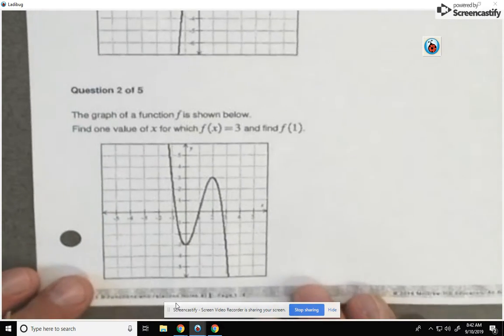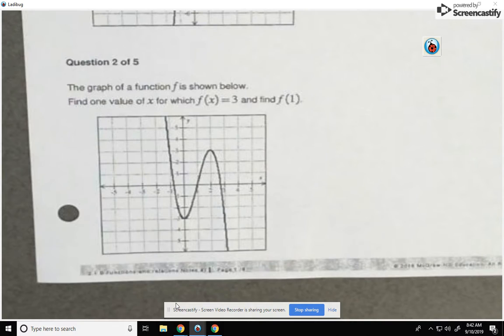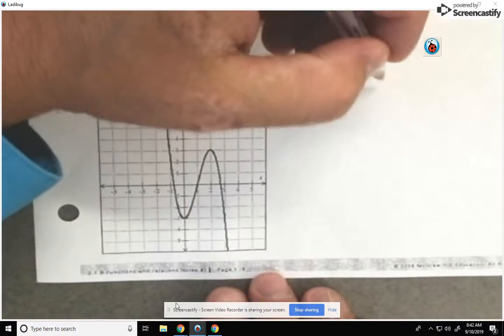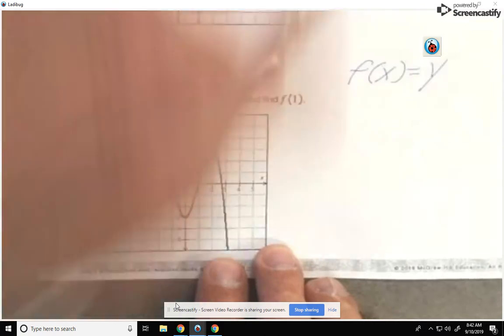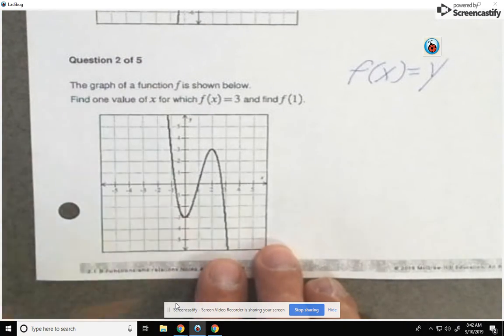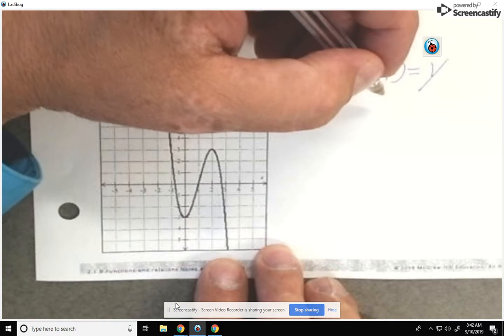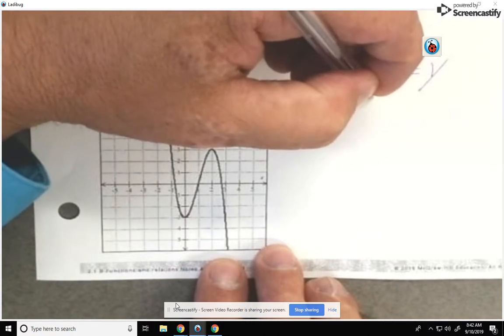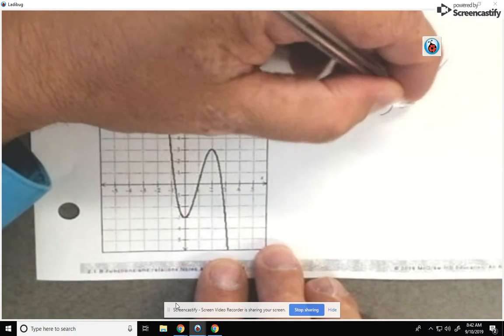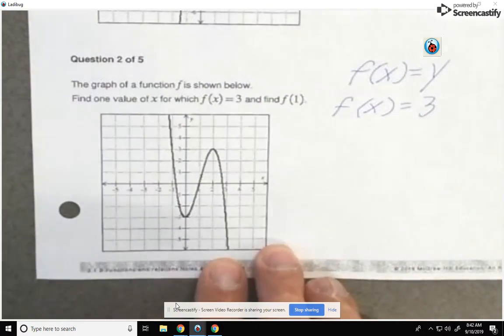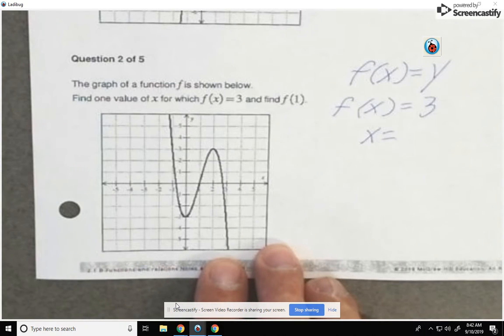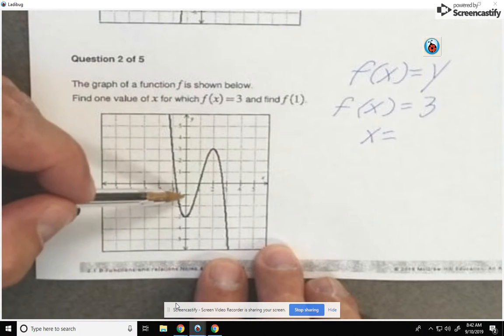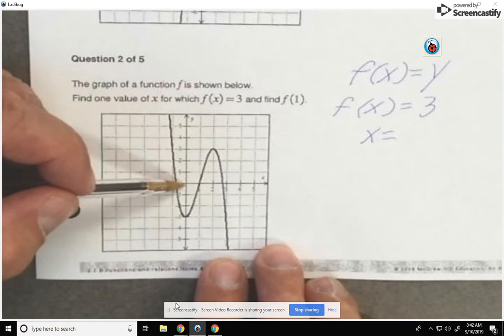Okay, question 2 is similar. They're asking us two things in this case. So again, our base form is f of x equals y is what we're going to be using. So in the first case, they say f of x equals 3. So they're telling us that our y value is 3. They want to know what our x value is.